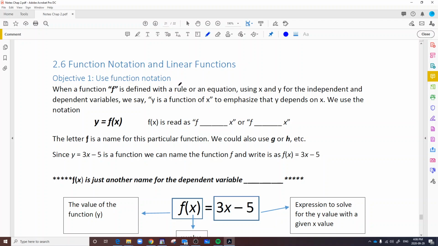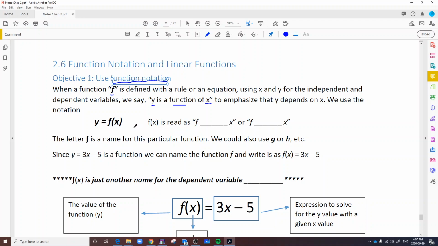So now that you've learned what a function is, now you're going to learn a new notation for writing equations. And this is called function notation. When a function, which we can shorten to f, is defined with a rule or equation using x and y for the independent and dependent variables, we can say that y is a function of x. This emphasizes that y depends on x, and it shows that you only get that one y value for every x value you put in.